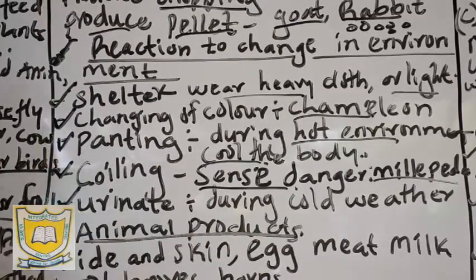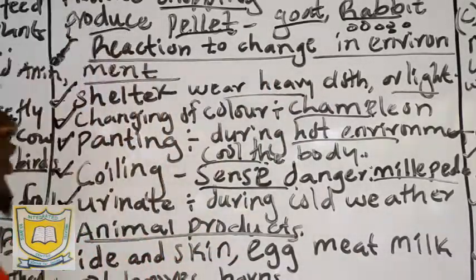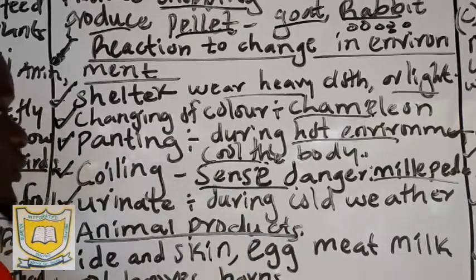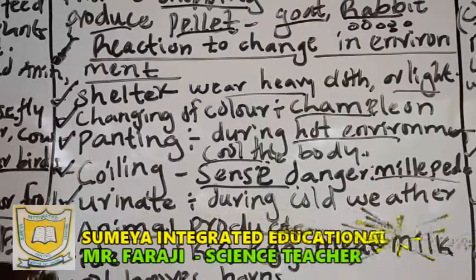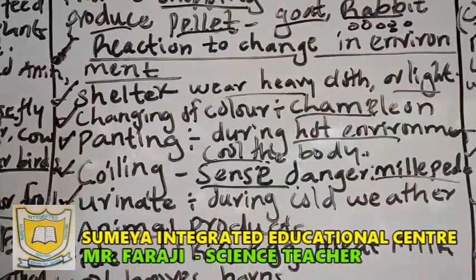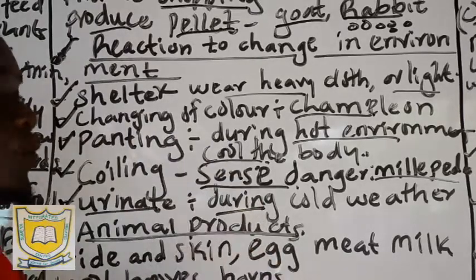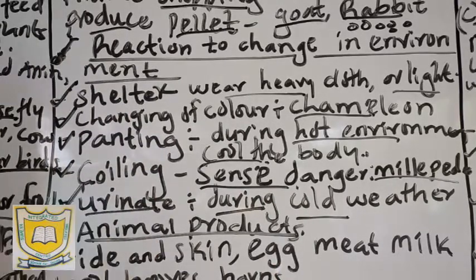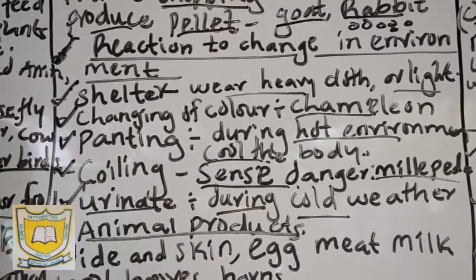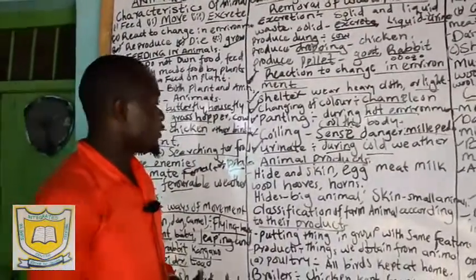Now, we have those animals that react to change in environment by frequent urination. Frequent urination is mostly experienced during cold seasons. When there is cold weather, for example when it is raining, you may get that human beings or other animals, when they have taken in a lot of water, go on urinating continuously because they have to remove those substances so that they cool their body. So that is also a way of animals reacting to change in an environment. So these are the ways in which animals can react to environment changes.